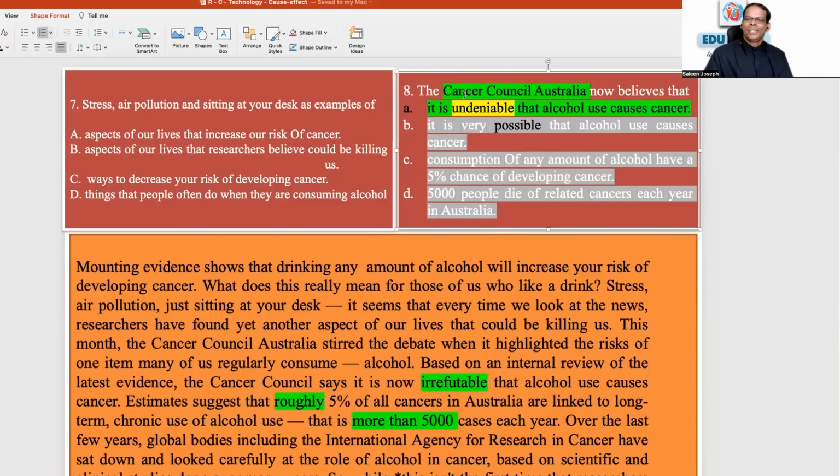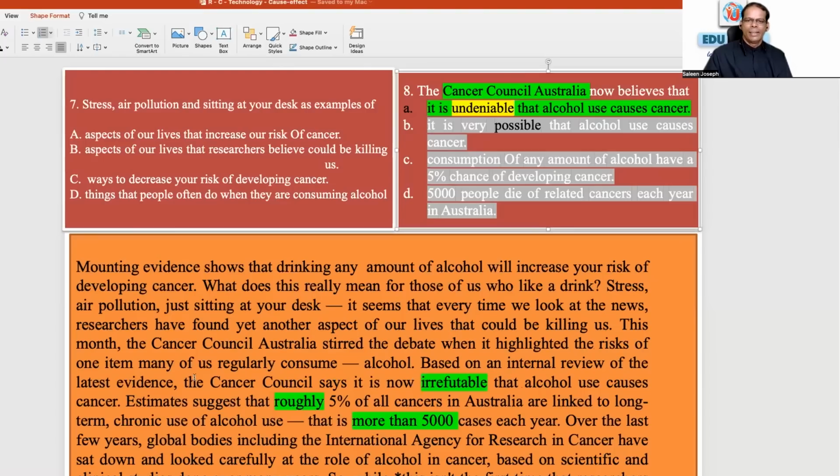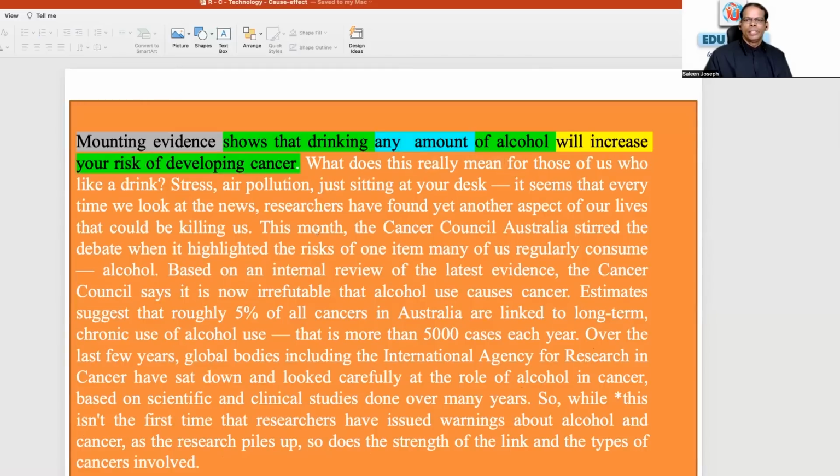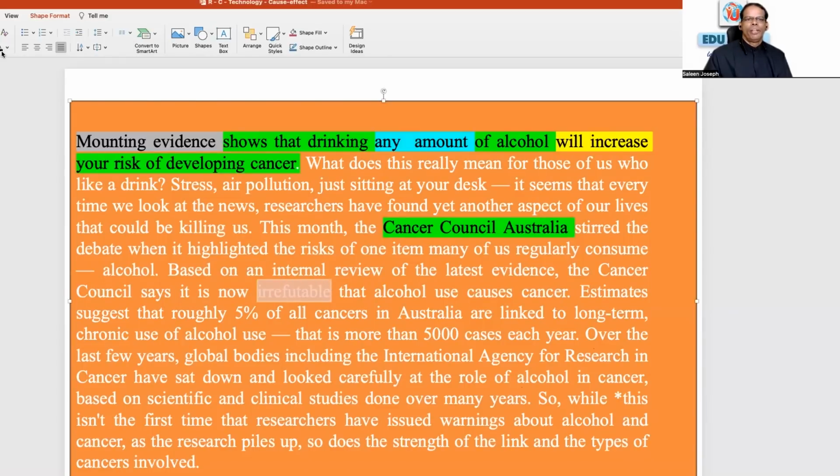So as soon as you find Cancer Council of Australia name, immediately you can launch here. Cancer Council. Yeah, here, Cancer Council of Australia. Immediately you can launch into there. But always see that you read the topic sentence. So what you have to do? You have to immediately jump into the Cancer Council of Australia. Immediately jump into it. Then you have irrefutable, synonym.